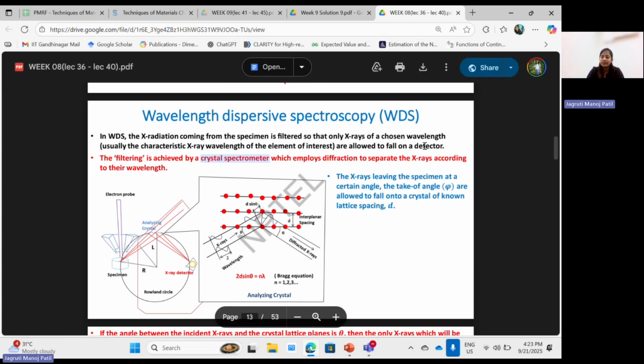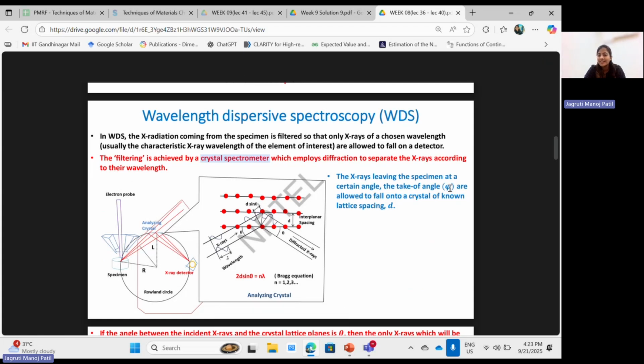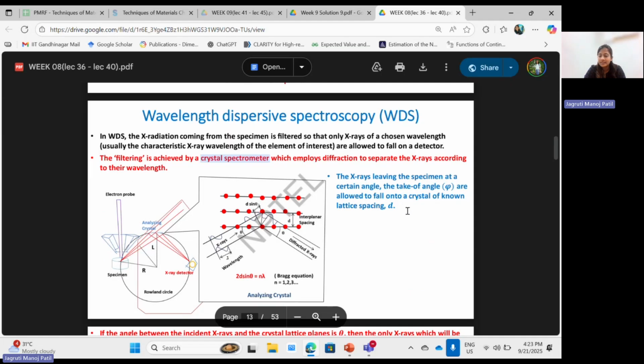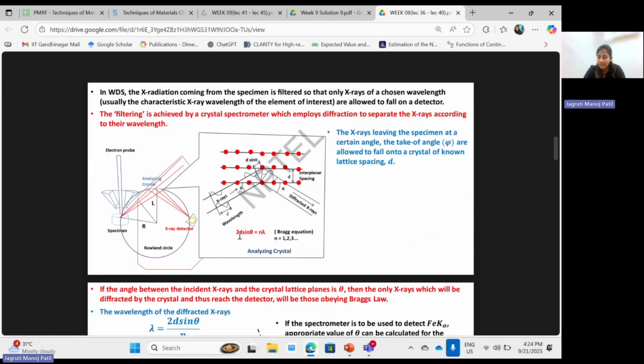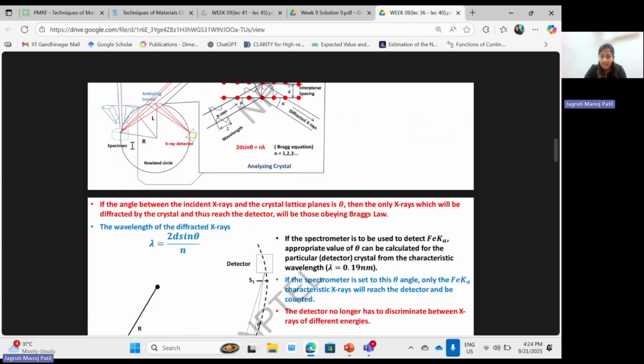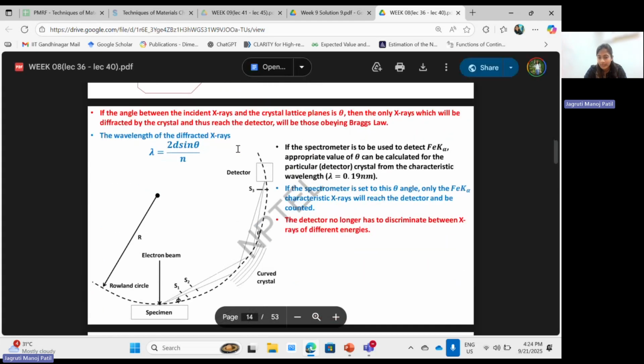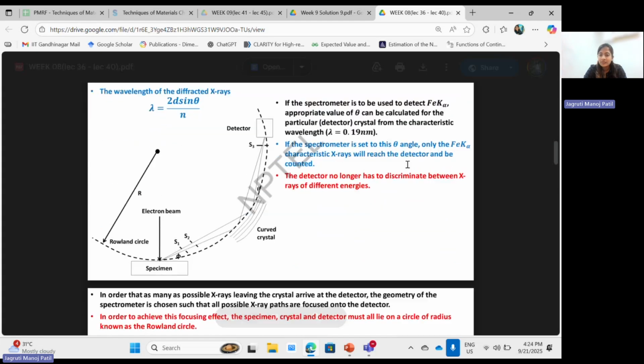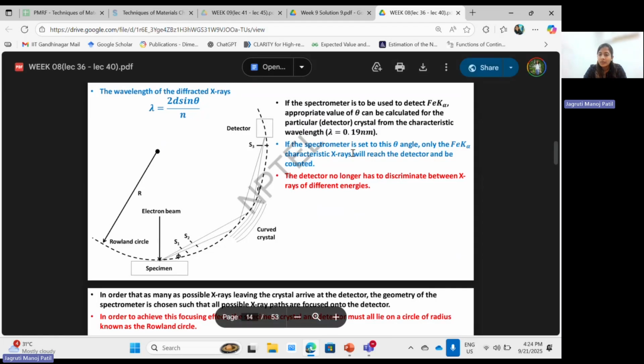This is psi or phi, whatever you call it. The X-rays are allowed to fall onto a crystal of known lattice spacing, that is d. So it follows Bragg's law, where you have 2d sin theta equals n lambda. Similarly, you calculate it, and if it's set to one theta angle, then only one particular wavelength will reach the detector, and hence it would be counted.